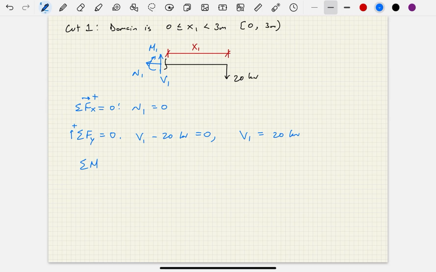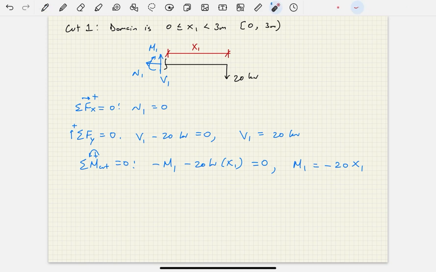And then we're going to say the sum of the moments about the cut equals 0. And so we'll say negative M1, and then minus 20 kilonewtons times x1 equals 0. So M1 is going to be equal to negative 20x1.